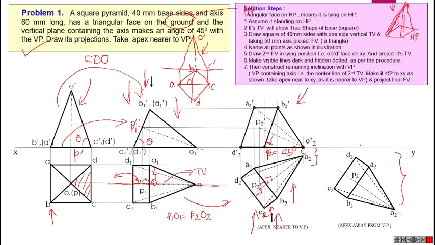Then we can also draw the front view corresponding to this particular top view. In the next problem, we can discuss that one also in another class. Here, actually, these 3 pairs are needed for this particular problem. The apex is nearer to VP means this apex must be nearer to VP. Apex O2 must be nearer to the XY line. Here, apex is away from VP.